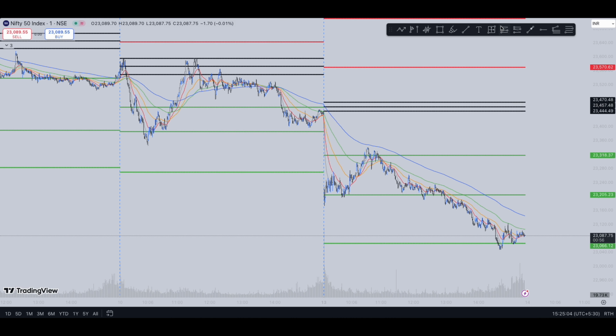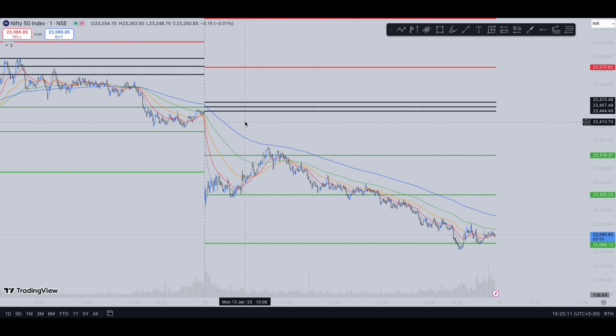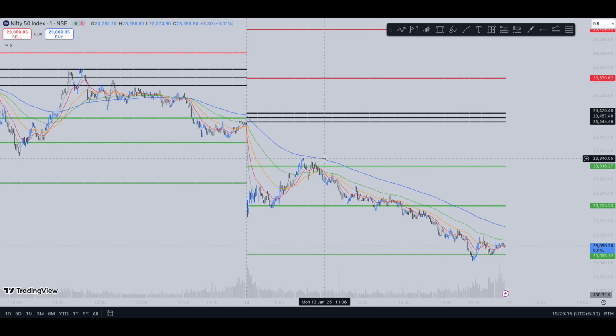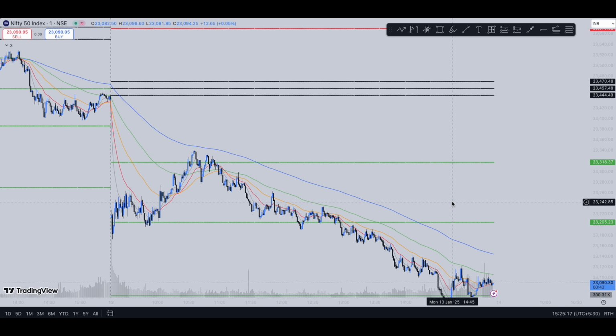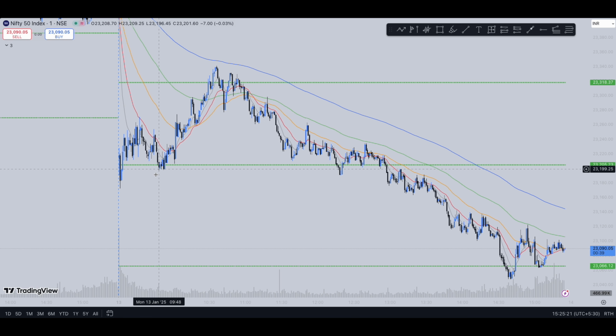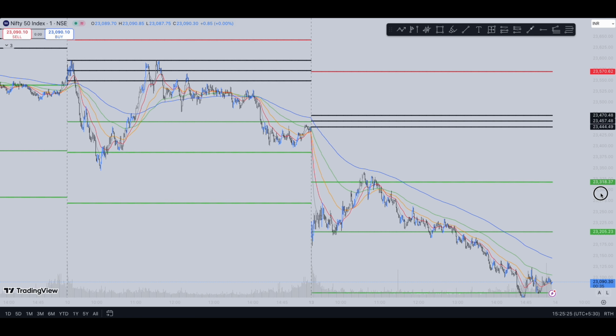You can see the market gap down 200 points in Nifty and almost 240 points in Bank Nifty as well. You can see clearly in 1 minute time frame. This is the S1 level, S2, S3 level, and this is the pivot.